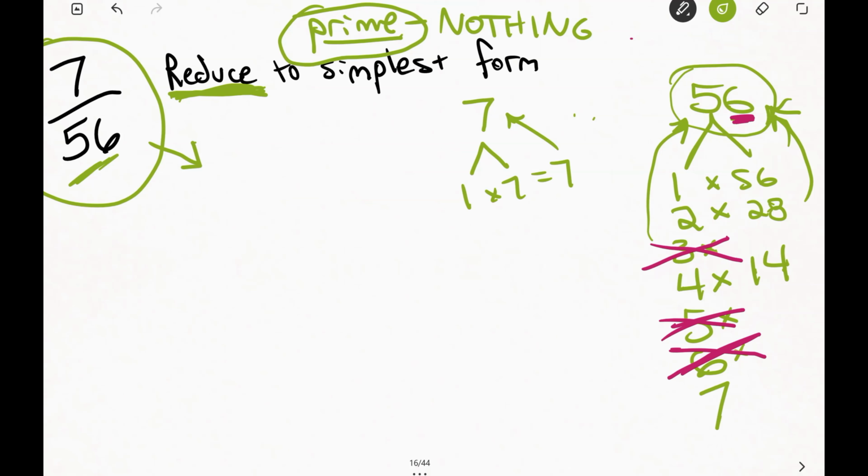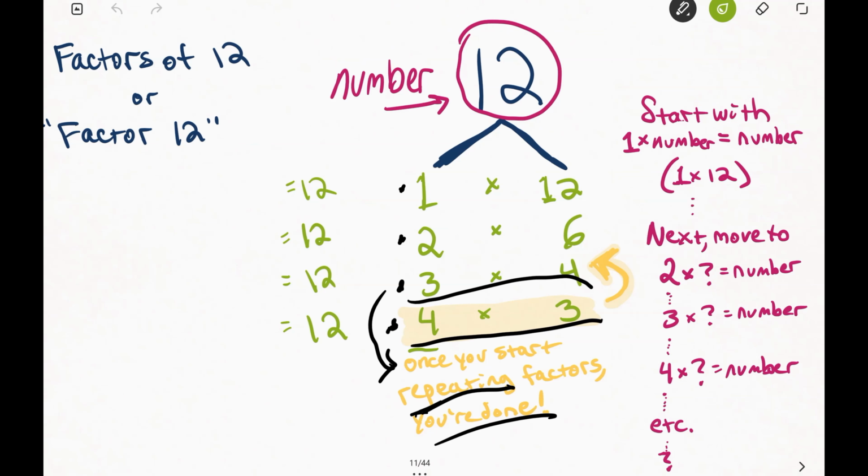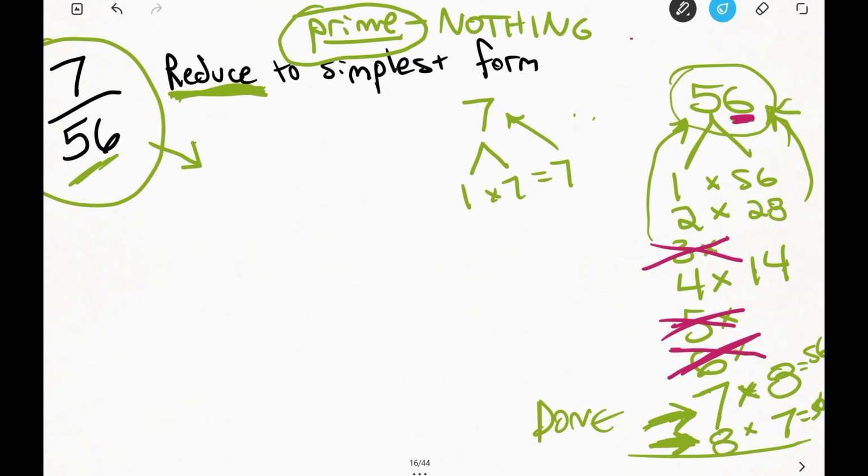What about 7? Does 7 go into 56? Aha! 7 goes into 56. You might need your times tables for this if you don't have them memorized, but 7 times 8 equals 56. Now what about 8? Does 8 go into 56? Of course, because we just did this: 7 times 8 is 56, so 8 times 7 is 56. And you can stop right there, because once you start repeating the factors, you're done. So we identified that 7 times 8 equals 56.